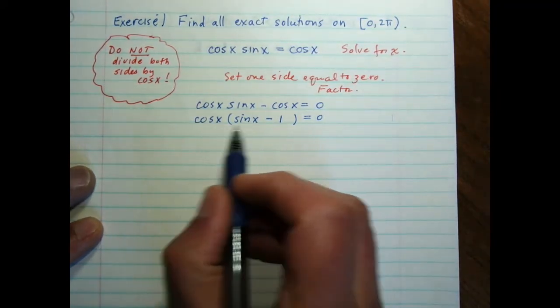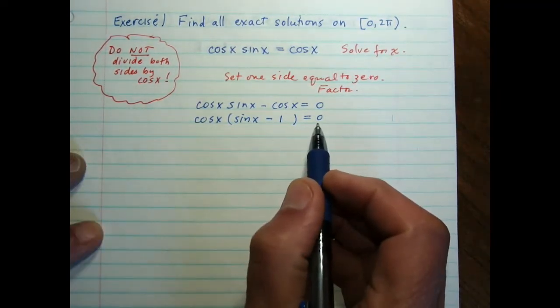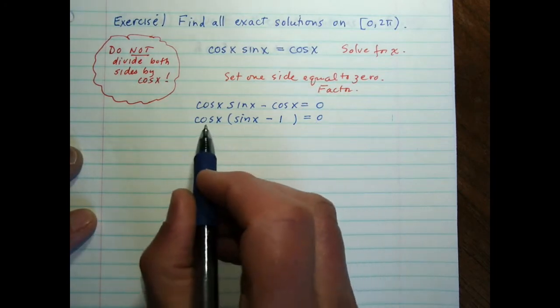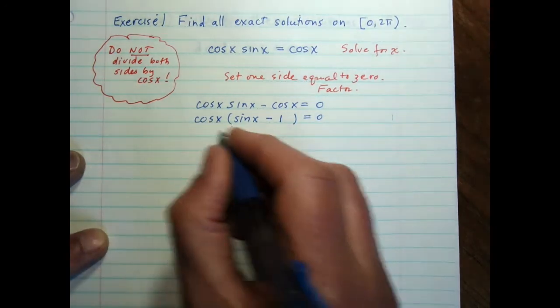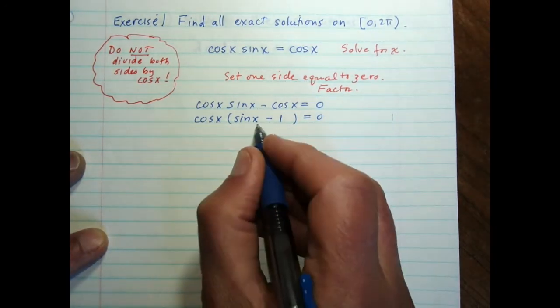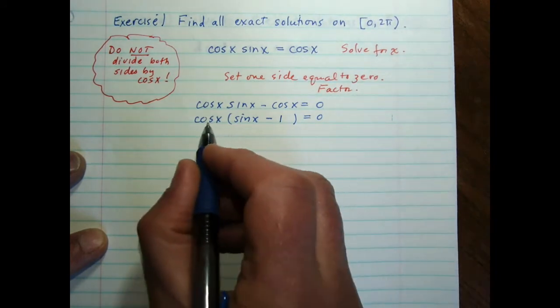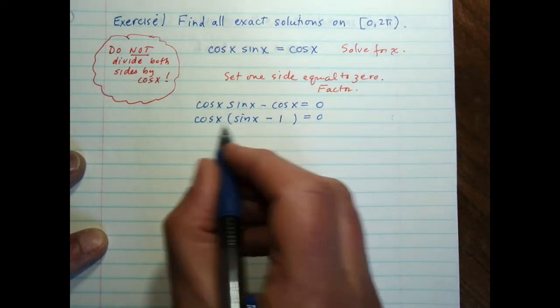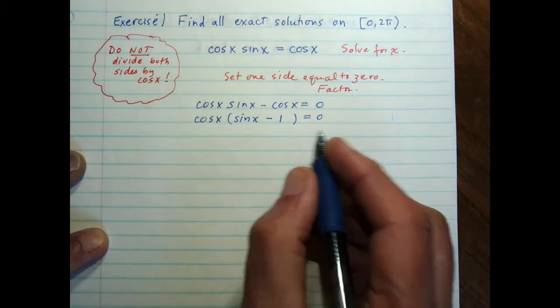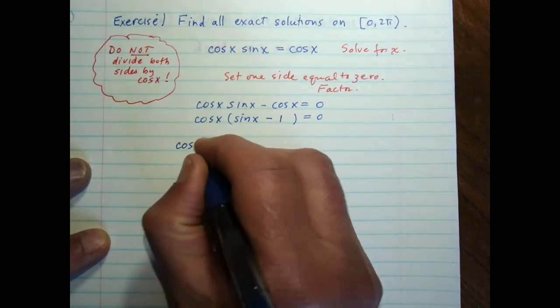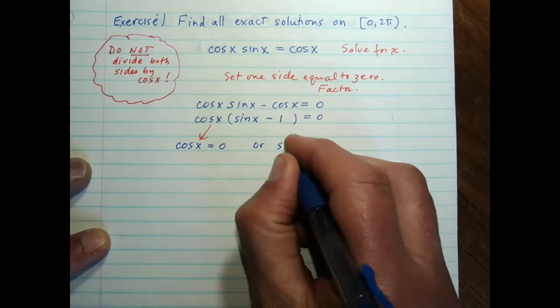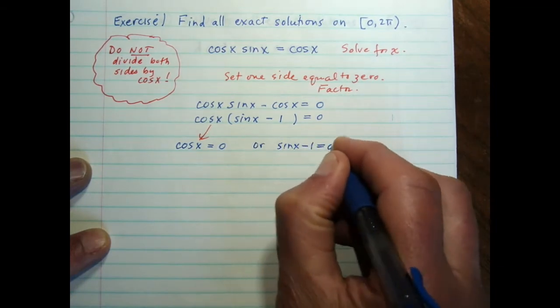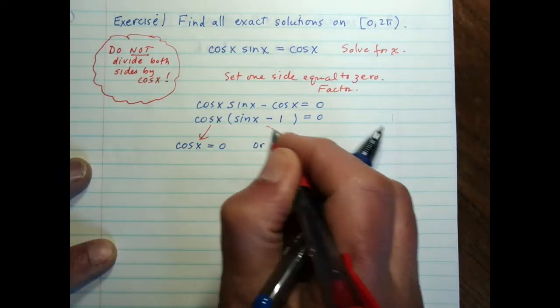Now there's something called the zero property we use a lot with quadratic equations when we factor. If we have a product equal to 0, then we know that either the first factor is equal to 0 or the second factor is equal to 0. So because of the zero property, we can split this factored form up into two separate equations. We can say cosine x equals 0 from here, or sine x minus 1 equals 0 from here.